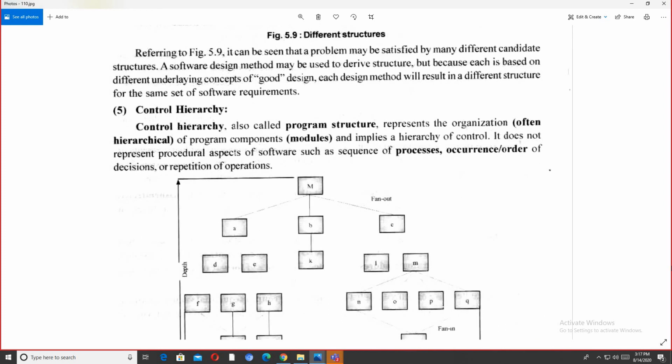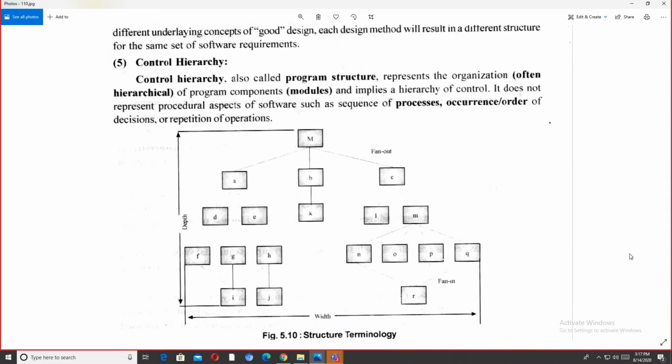Now, moving further, referring to figure 5.9, it can be said that a problem may be satisfied by many different candidate structures. A software design method may be used to derive a structure, but because each is based on different underlying concepts of good design, each design method will result in a different structure for the same set of software requirements. So there can be n number of structures, n number of solutions. The one you will use is the one which is tested and found most efficient, right? Now let's talk about control hierarchy.